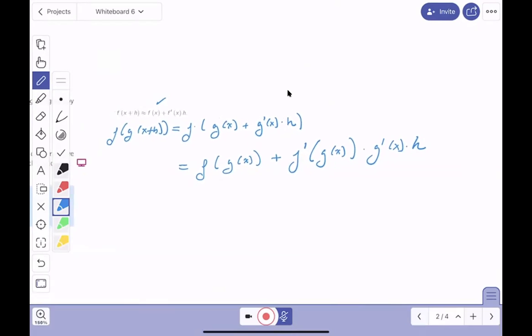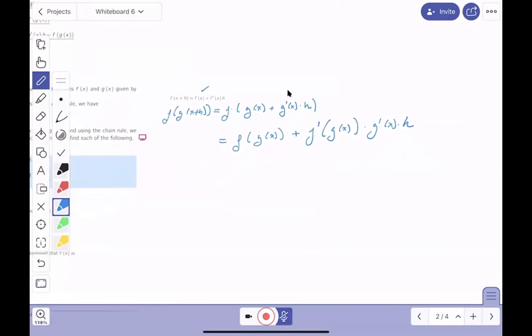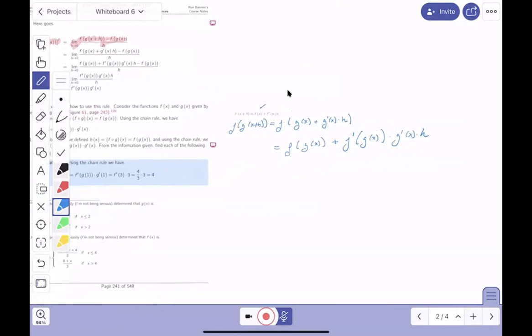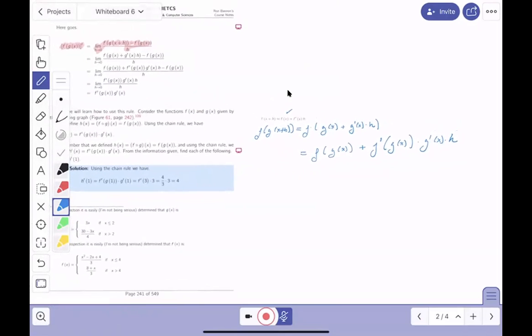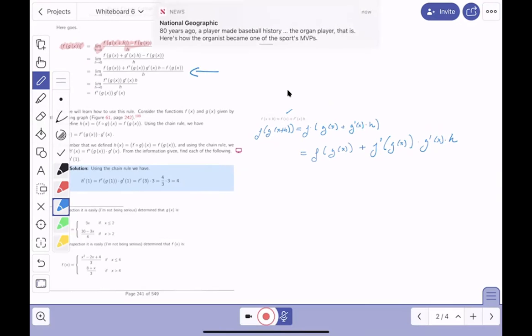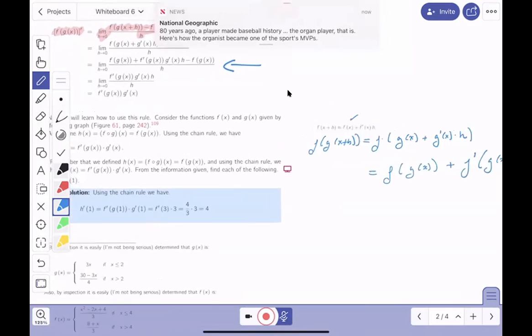I want to go back over the notes though. I want to see if I've met their milestone. And the milestone is, was I able to expand it out? I'm looking at this line over here. I'm going to expand this a little bit later, but did I get f of g of x? Yes. Did I get f prime g of x times g prime of x h? Yes. And of course, the last term there is there.